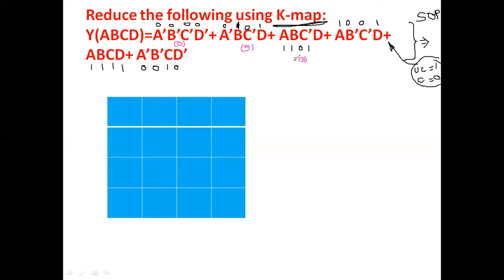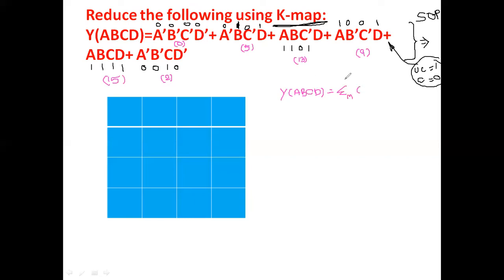Okay, and then here 8 plus 1 is 9, and then here all are 1, so it is 15. And then 0 0 1 0, so it is 2. So now the above problem can be rewritten as, please listen carefully again, y of a b c d equal to summation of min terms.